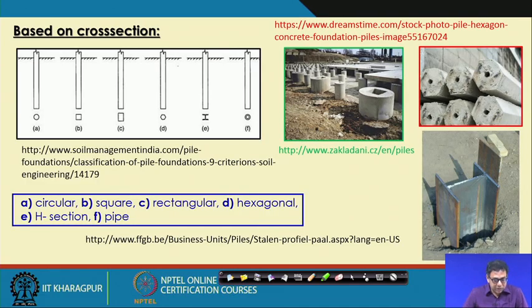Okay. So, based on the cross section, a pile can be circular, square, rectangular, hexagonal, H section and pipe. So, this is the hexagonal type of pile, this is the H pile, and this is the hollow pile, and this is the circular pile also. Okay. So, these are the different types of pile based on the cross section.